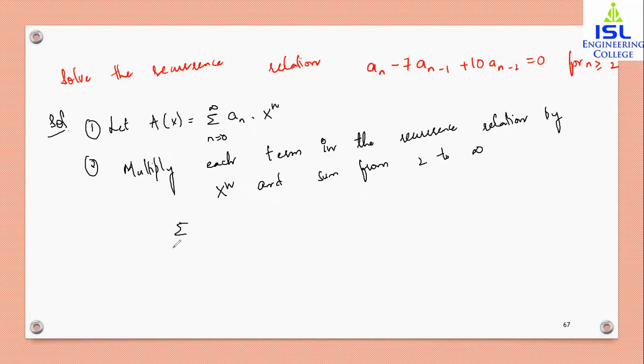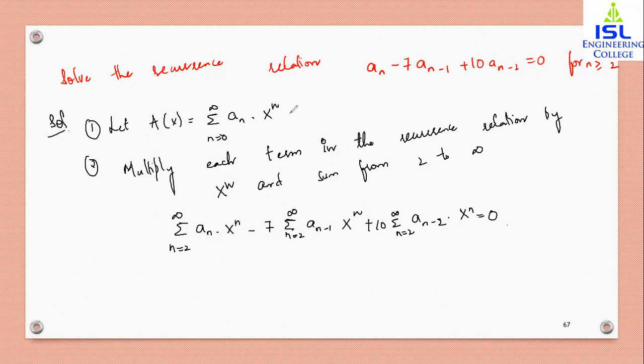So over here, the sum from n equals 2 to infinity of a_n x^n, minus 7, because 7 is a constant, I don't need to write it in the sigma notation, the sum from n equals 2 to infinity of a_{n−1} x^n, plus 10 times the sum from n equals 2 to infinity of a_{n−2} x^n, is equal to 0. Now, instead of this sum from n equals 2 to infinity, I can write it in terms of A(x).